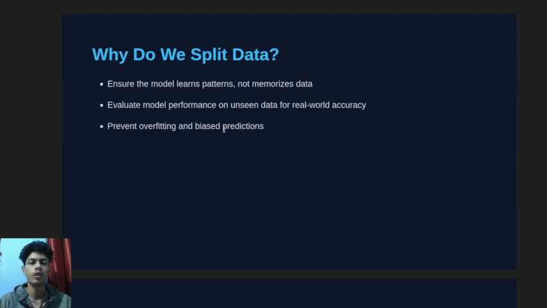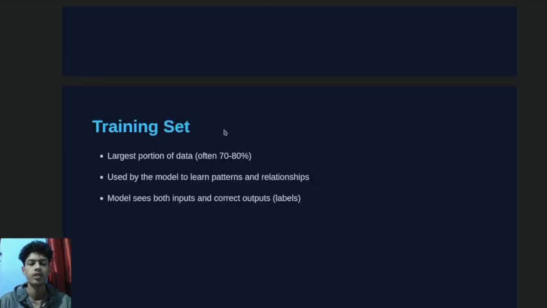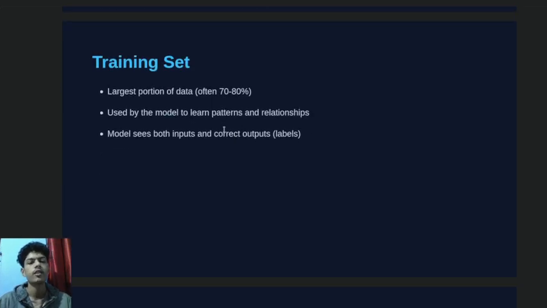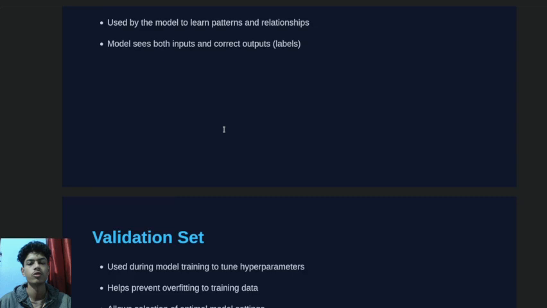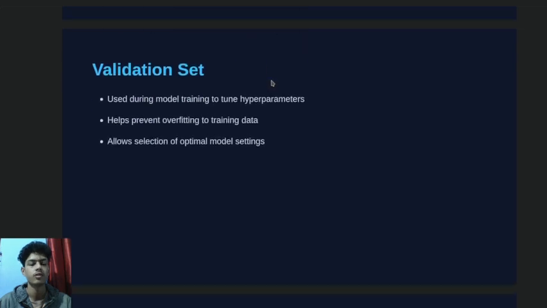Ensure the model learns patterns, not memorizes data, and evaluate model performance on unseen data for real world accuracy. Prevent overfitting and biased prediction. The training set is the largest portion of data, often 70 to 80%, used by the model to learn patterns and relationships. The model sees both inputs and correct outputs. We can call them labels.